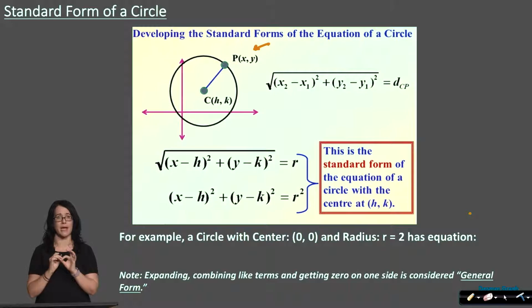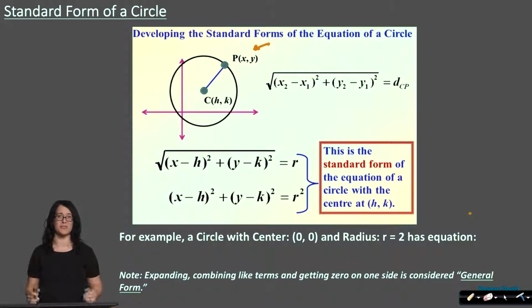Okay, so how do you describe that distance between the center (h, k) and the point P, a generic point on the circle's graph? Well, if you remember the distance between two points, we had our distance formula. x2 minus x1 got squared. It got added to y2 minus y1 squared, and then we took the square root. Remember, that was derived from the Pythagorean theorem. Well, if that's the distance between your center and any point on the circle, which is your radius, then we can say that's equal to your radius.